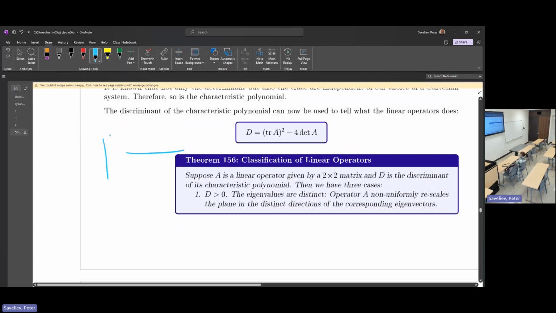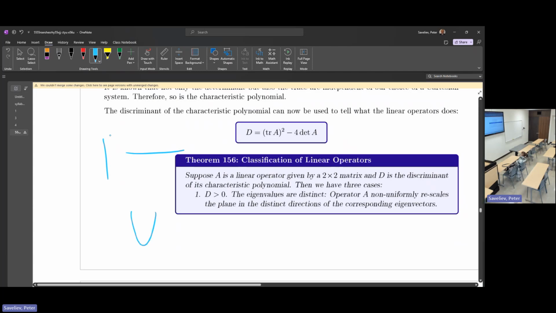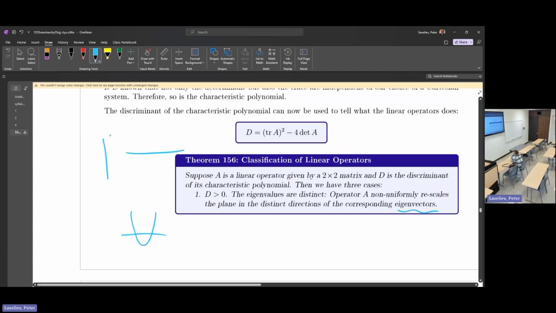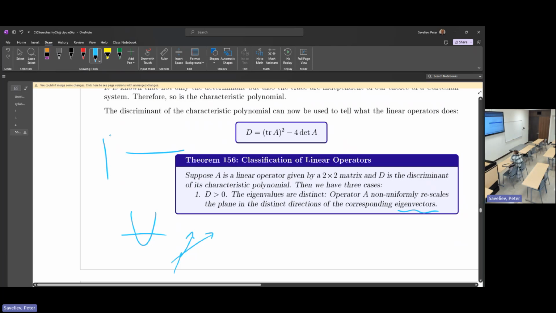So even with or without knowledge of complex numbers, we can classify the linear operator based on its eigenvalues. Case number 1: two distinct eigenvalues. What does that tell us? The discriminant is positive, eigenvalues are distinct. Operator A non-uniformly rescales the plane in the distinct directions of the corresponding eigenvectors that we haven't found yet. We stretch along one axis and we stretch differently along another. That's the typical situation.